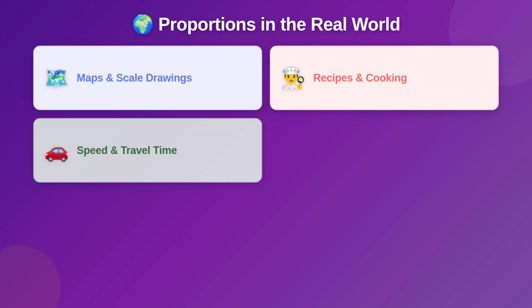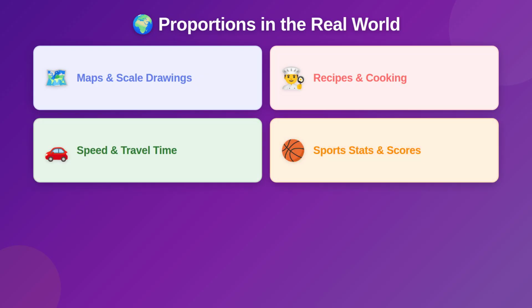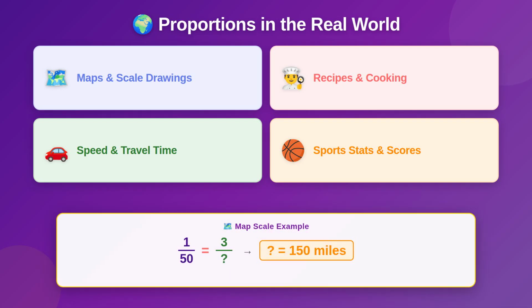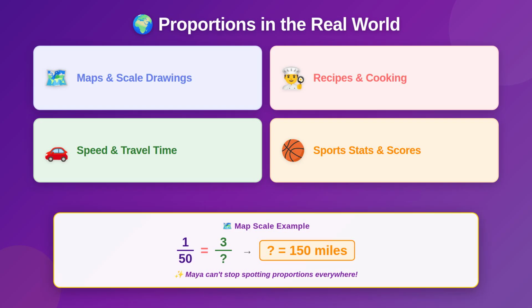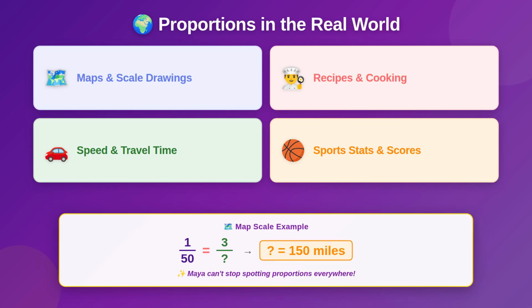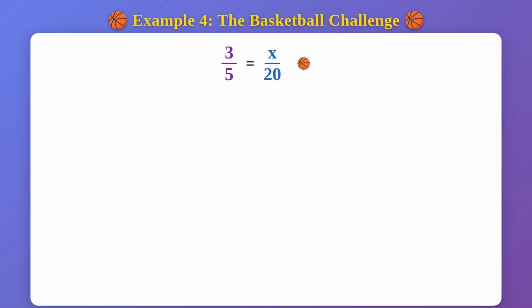Here's something cool. Proportions are literally everywhere in real life. Map scales use proportions. If 1 inch equals 50 miles, then 3 inches equals 150 miles. Recipes scale up using proportions, just like Maya's cookies. When you're on a road trip, speed and time form a proportion. Even sports statistics use proportions. If a basketball player makes 3 out of every 5 free throws, how many will they make in 20 attempts? Proportions show up everywhere once you start looking. Maya can't stop spotting them now.